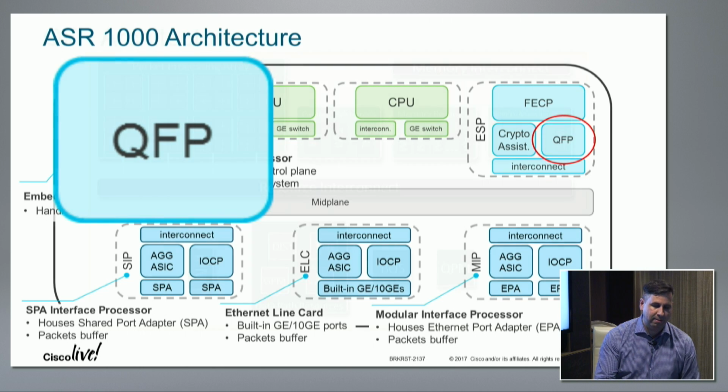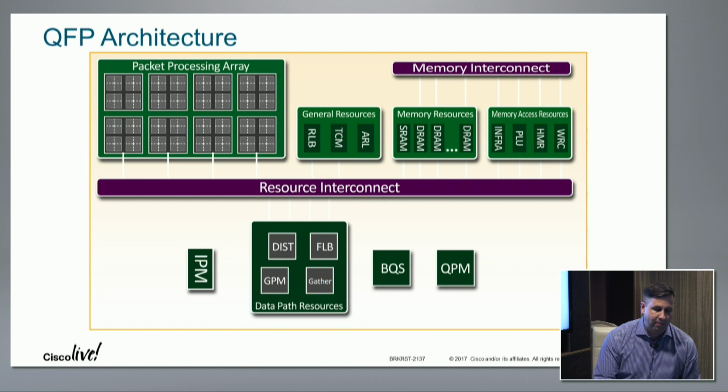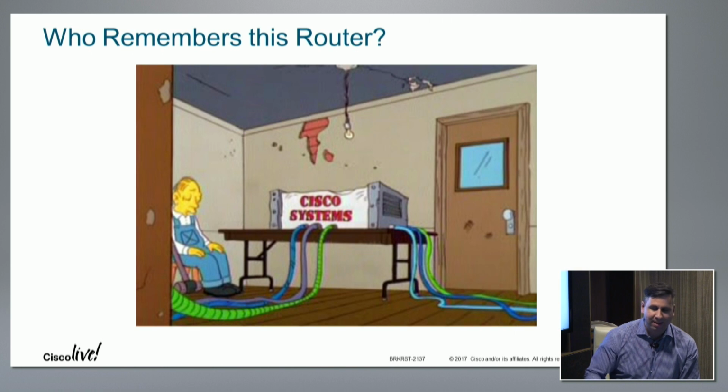Let's zoom in on this. We have the main points, the main interesting areas in this ASIC, especially from an application perspective, is the packet processing array, as well as the buffering, queuing, and scheduling.